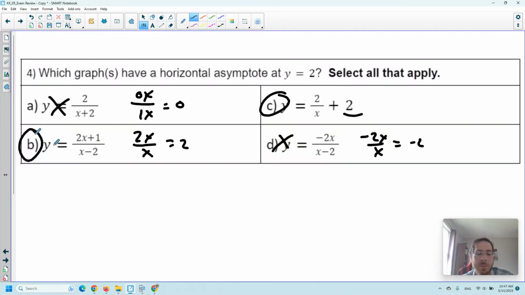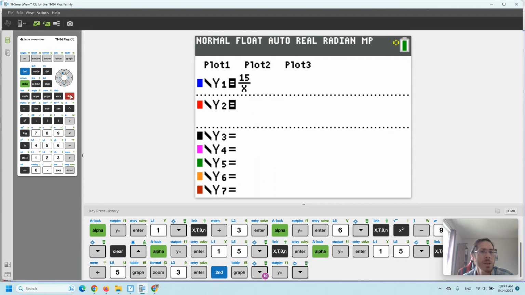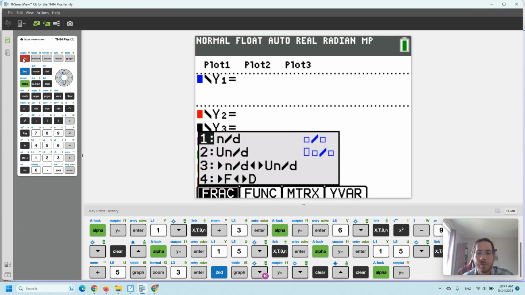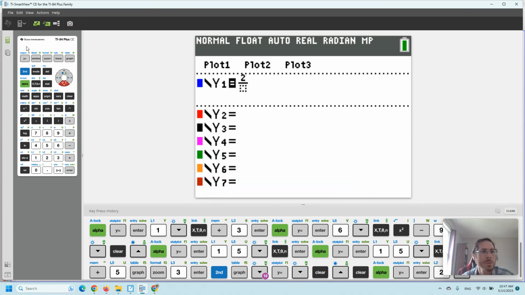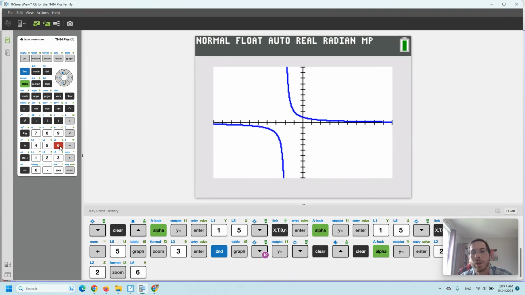Again, to double check them, we just have to graph them out. I'm going to graph y equals 2 over x plus 2. So let's clear that out. And we got 2 over x plus 2. I'm going to hit zoom in 6 because I want to make my graph look normal again. That one clearly has the horizontal asymptote at 0. So we know why that one's not right.